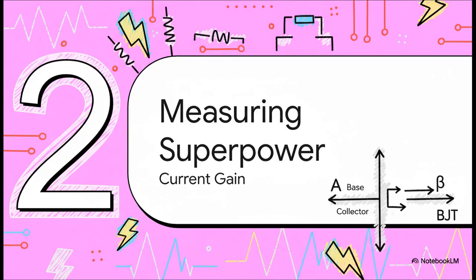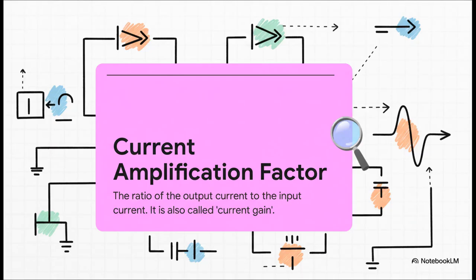So we know the 3 different ways to hook them up. Now let's talk more about that amplification superpower. To really understand how good each configuration is at amplifying, we need a way to measure it. And we do that with something called the current amplification factor, or what most people just call current gain. The idea here is actually really easy. It's just a simple ratio. How much current do you get on the output compared to how much you put into the input? That's it. A bigger number means more amplification.